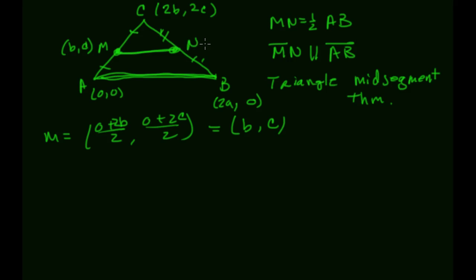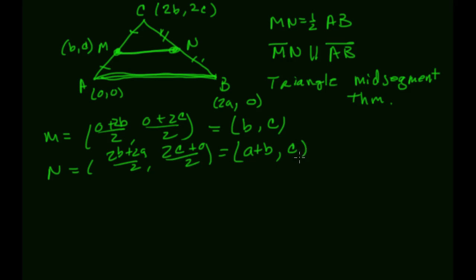All right, so where is N? Okay, N, play the same game, right? (2b plus 2a) over 2, (2c plus 0) over 2. Let's see, that's going to be, all the 2's wash away. That leaves me with b plus a. I'm going to call that a plus b. 2c plus 0 is just 2c, divided by 2 is c. So this is going to be at (a plus b, c).